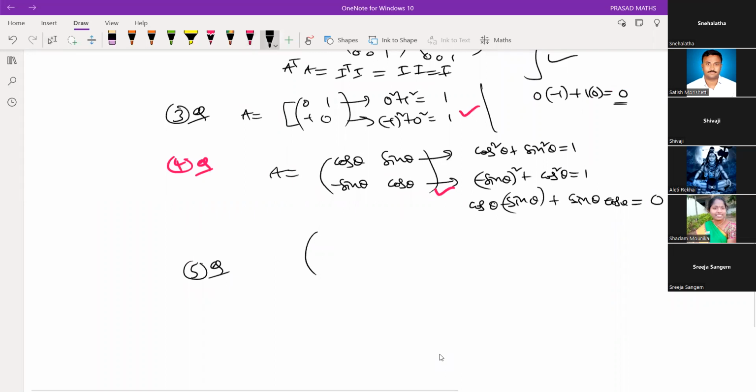Suppose you take A equals 2 0 0 1. Is it orthogonal? The answer is no. Look at this row: 2 square plus 0 square is equal to 4, which is not equal to 1. So it fails to satisfy the first property. Hence, it is not orthogonal. Is it clear?